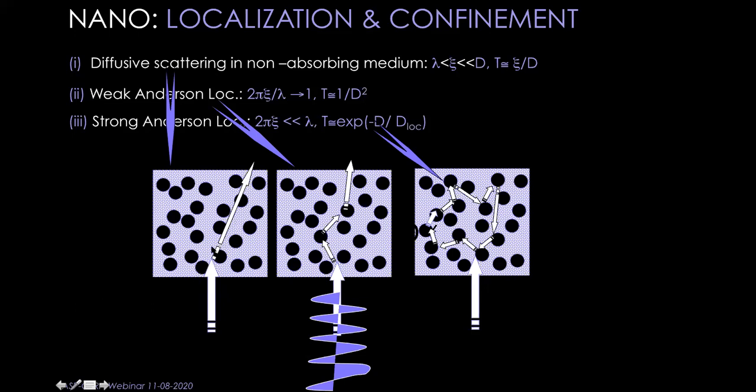And sometimes the electron can be scattered once here, and three times here, and sometimes it can have multiple scattering. Okay, multiple scattering.